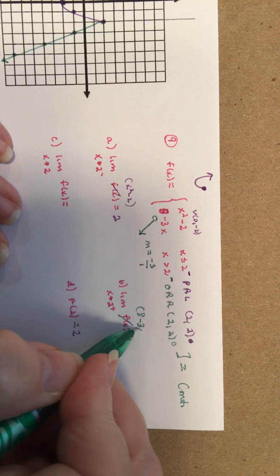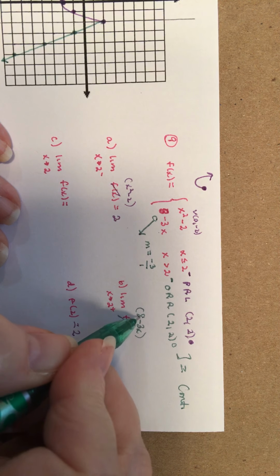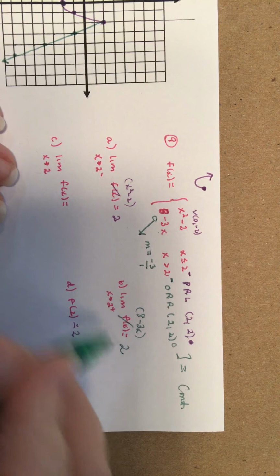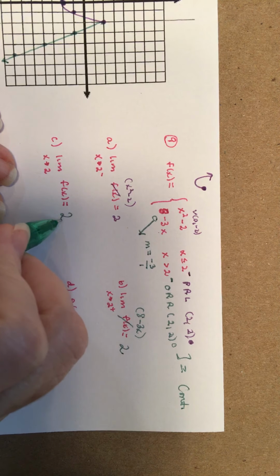This is 8 minus 3x. I insert 8 minus 6 is 2. They're equal. It's 2. Notice these are equal. And so I can conclude continuous. Nice, pretty graph. I don't have to pick up my pen, pencil, chalk, marker, finger. Nice and continuous.